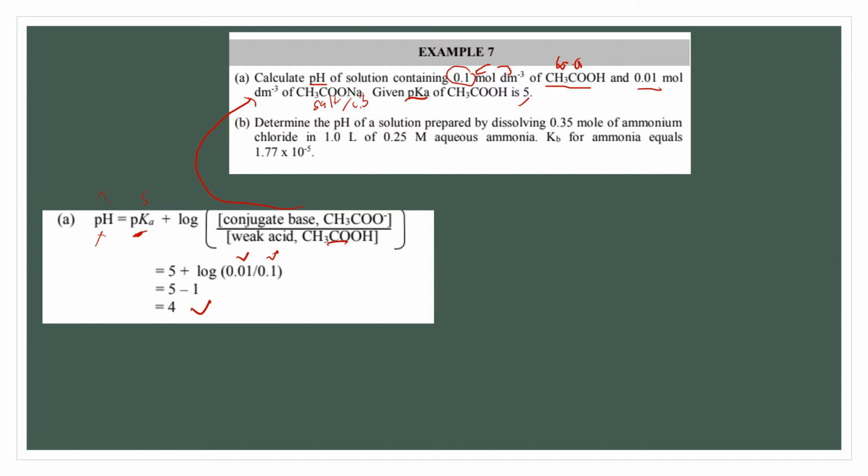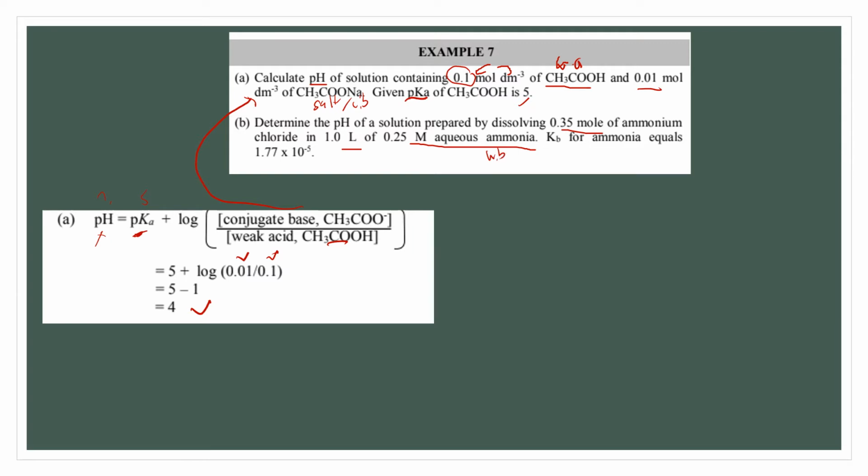And for B, let's see: determine the pH of a solution prepared by dissolving 0.35 mole of ammonium chloride in 1 liter. So there is moles and liters. You can divide the two values to find the molarity, with 0.25 molar ammonia. So this is your weak base.